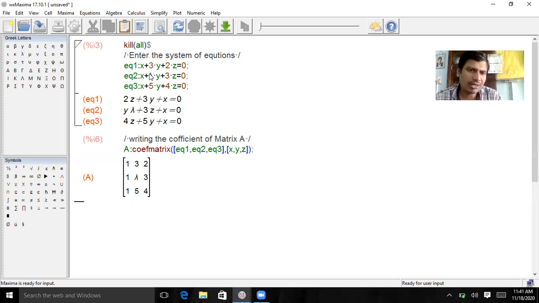That is the first equation. Here 1 is there, 3 is there, and 2 is there. You know that one. Okay. In theoretical also to did this one. That is the 1, lambda, and 3, and 1, 5, 4. Okay. This is the coefficient matrix of that matrix A.